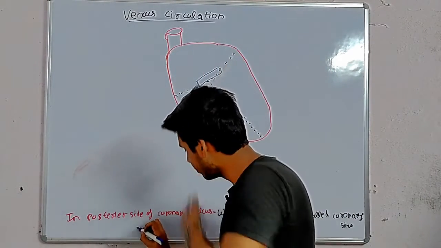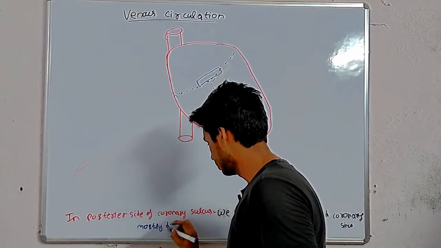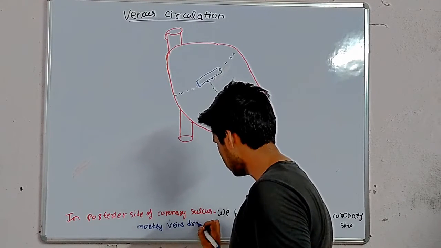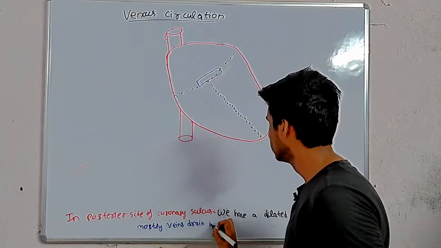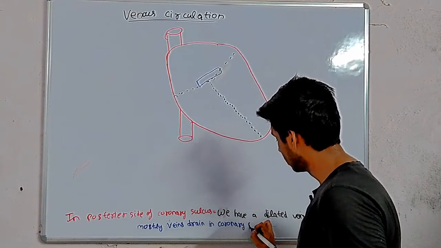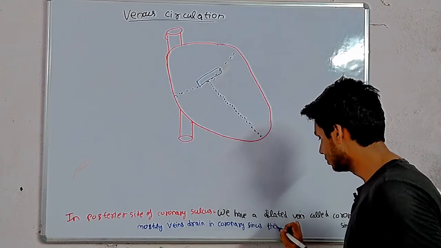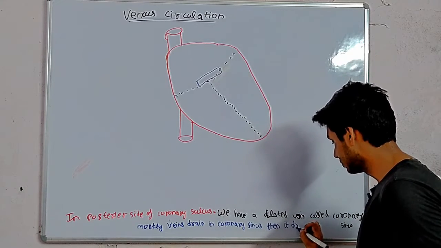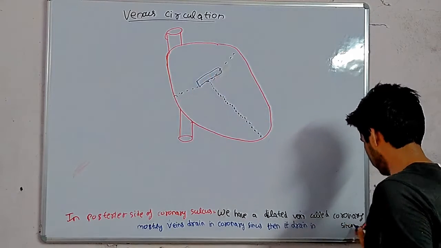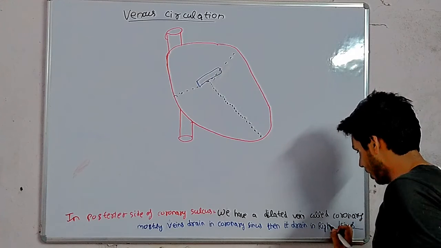Mostly veins drain into the coronary sinus, then it drains into the right atrium.